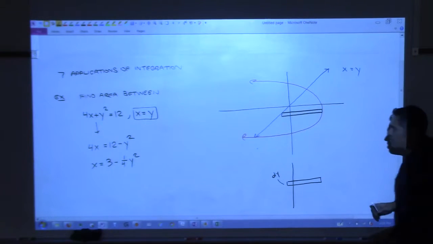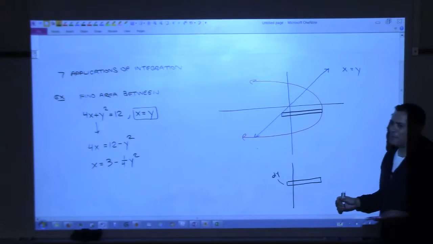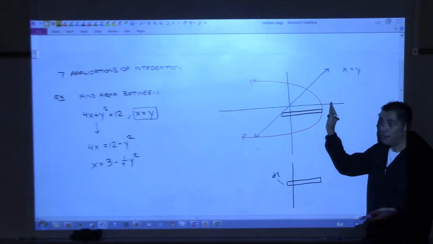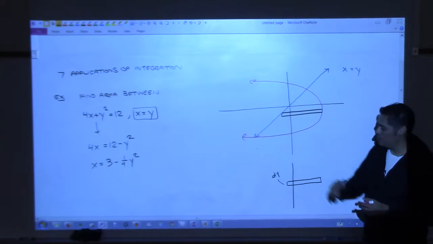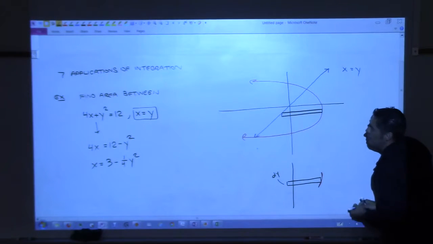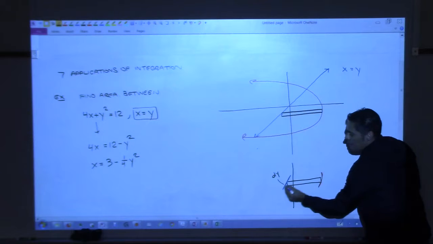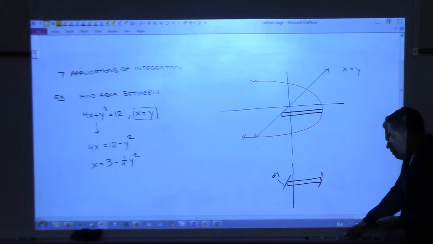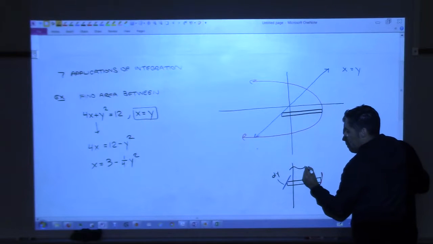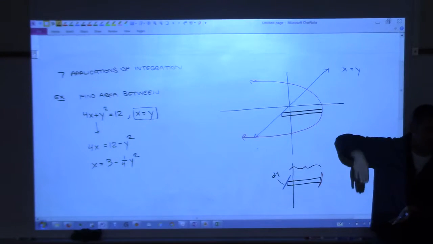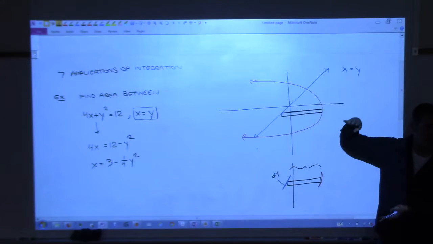We still have a top function and a bottom, but we can't say top and bottom because top is here, bottom's here. We actually have a right function and a left function. So the right function would be the parabola guy, right? Yeah. And the left function would be the line guy, right? So what would this distance be? And remember, it's the difference in the y coordinates, not the x coordinates anymore, right? It's the difference in the y coordinates.